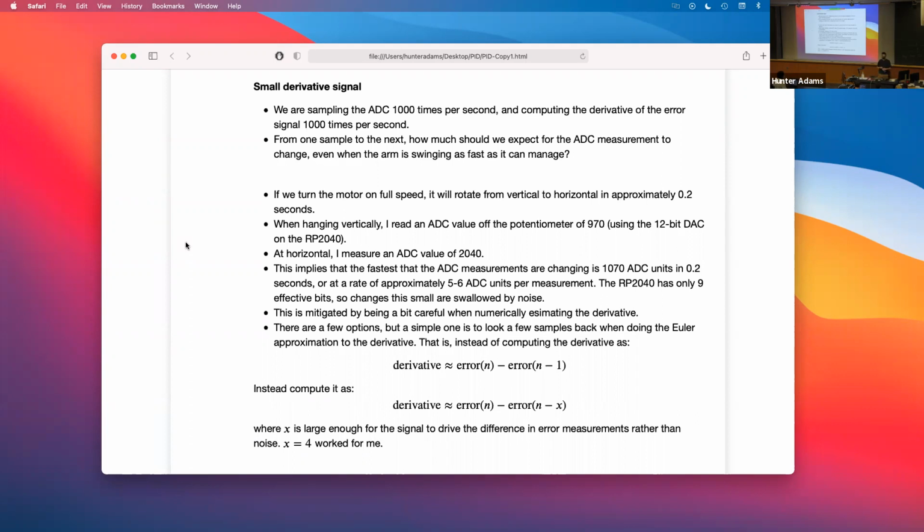What's the sum of the error? Or is it just the error? Just the error at n and n minus 4. Instantaneous error at n, instantaneous error at n minus 4, calculating the difference.